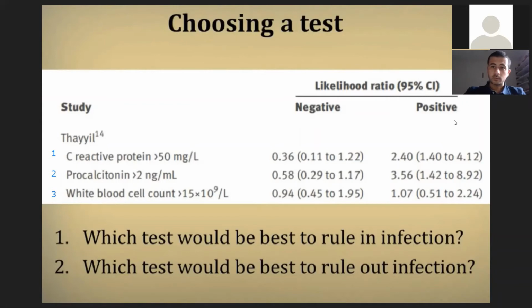The other way around, if I have a negative test, what should be the negative likelihood ratio? The lowest? The lowest, actually, yeah. The lowest negative likelihood ratio is the best. Why? Because the lowest will give me the higher sensitivity, and the higher sensitivity will rule out the disease.